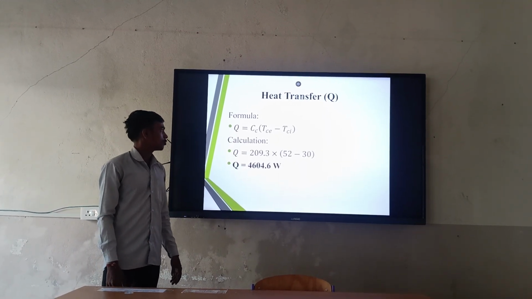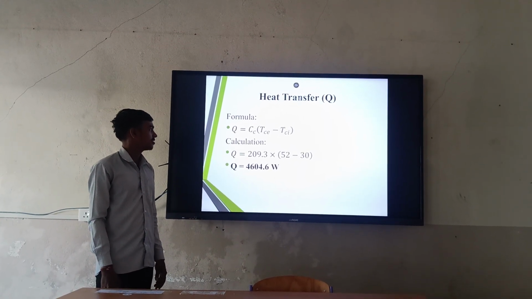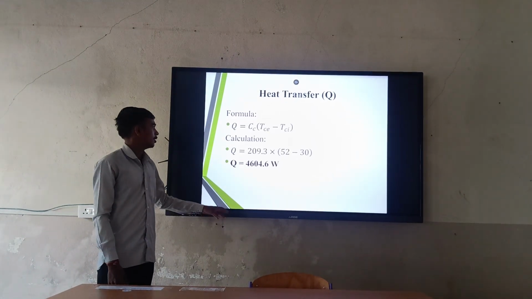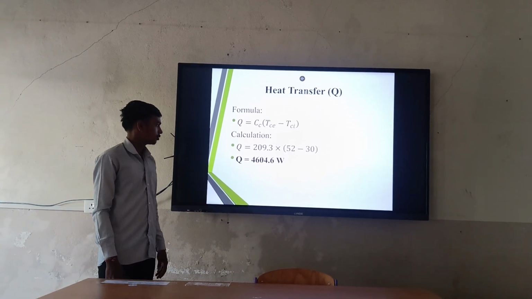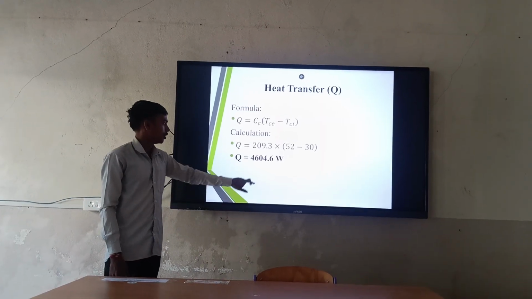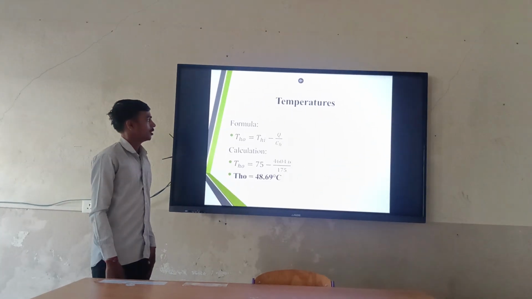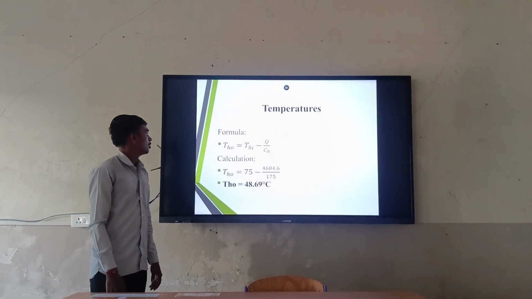Next slide is the heat transfer Q. The formula is Q = Cc × (TCO minus TCI). Put this value, and Q is 4604.6 watt.